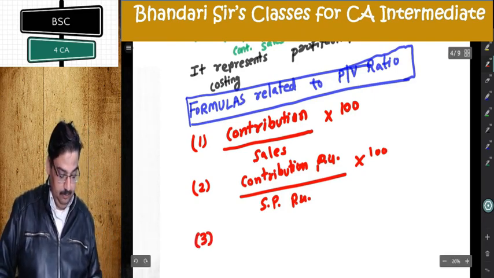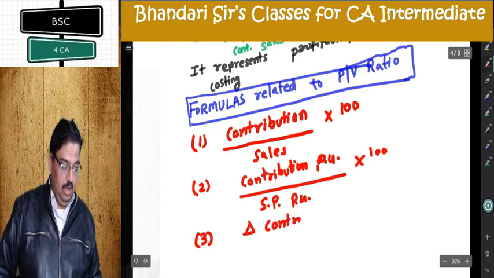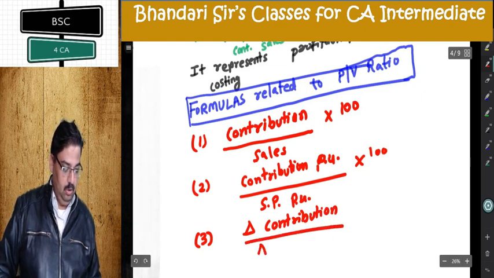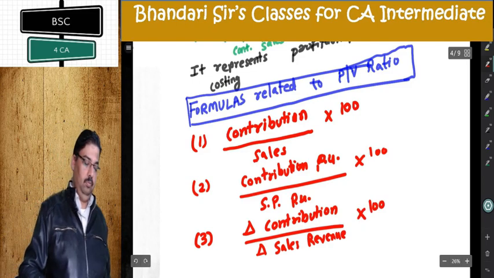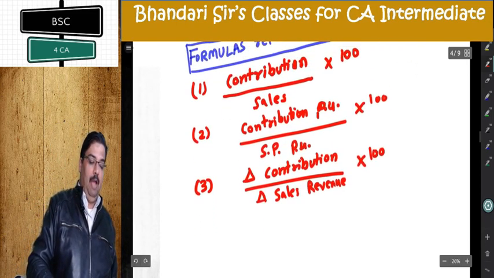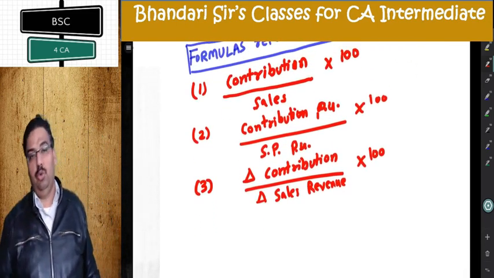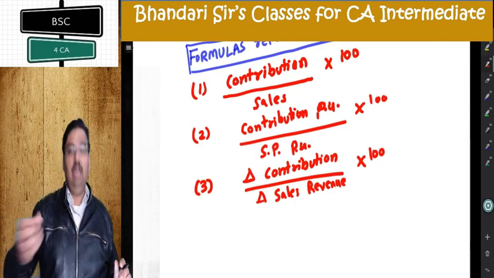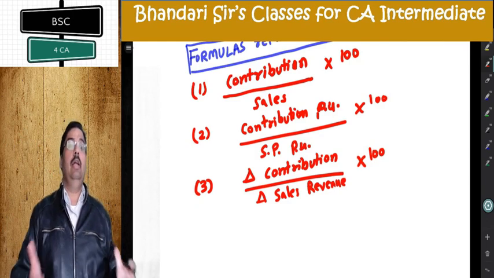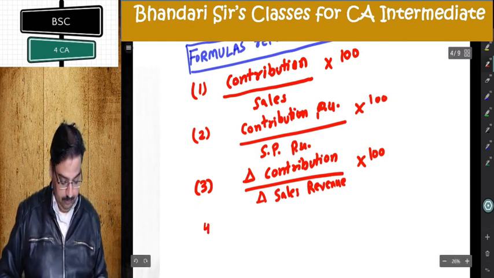Number three, change formula. Change in contribution divided by change in sales revenue into 100. If absolute figures are not known, change is known. Increase in contribution was 10,000, increase in sale was 10 lakh rupees. I can divide and get the PV ratio from there.